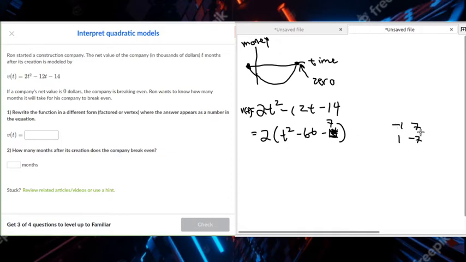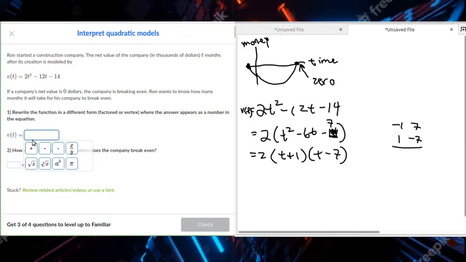So sometimes it's going to be a lot more complicated than that. But these two add up to be -6. So that's what we want. We want t plus 1 and t minus 7. There we go. So that's the first thing we're going to write down. We're going to write down that we want it in this form: 2 times t plus 1 times t minus 7. There we go. So that's the first thing we want here.